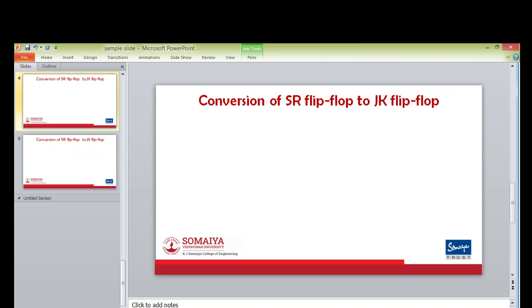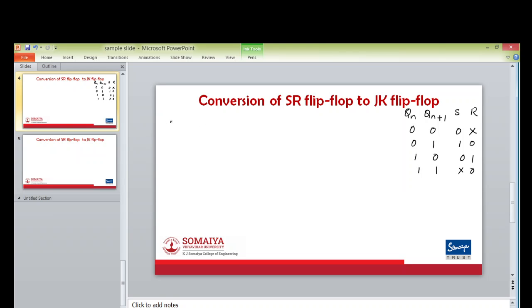For that I require the excitation table of the SR flip-flop. For easy reference, I'll keep it over here. By excitation table we mean: from the present state and next state, what should be the inputs S and R. So for 0, 0 it is 0, cross. For 0, 1 it is 1, 0. For 1, 0 it is 0, 1, and for 1, 1 it is cross, 0.